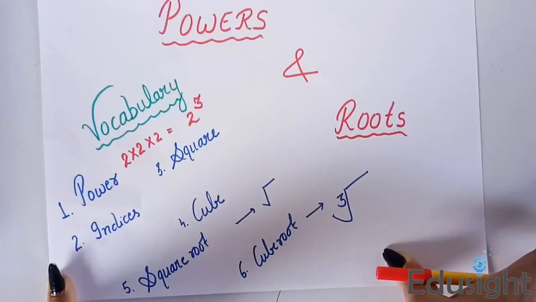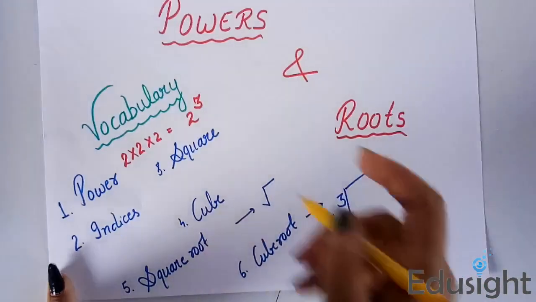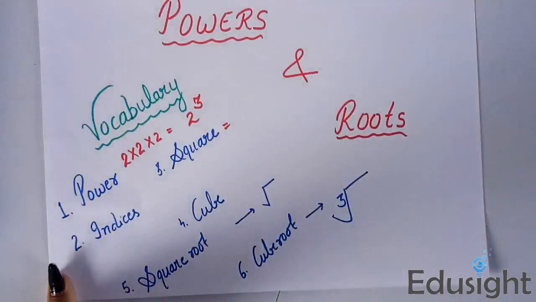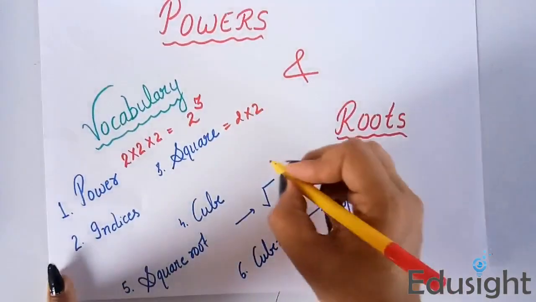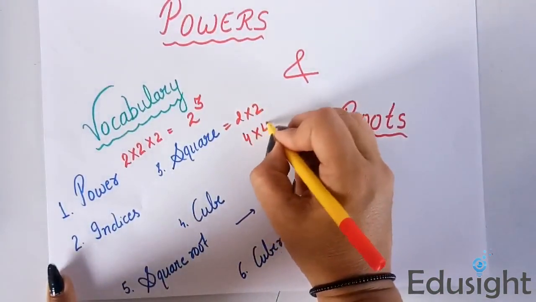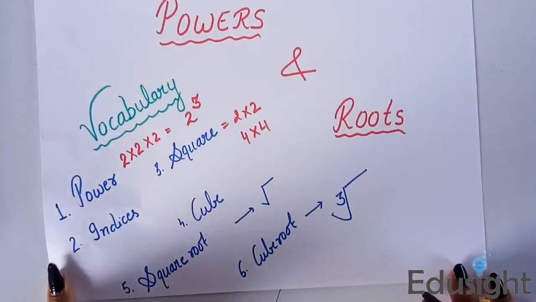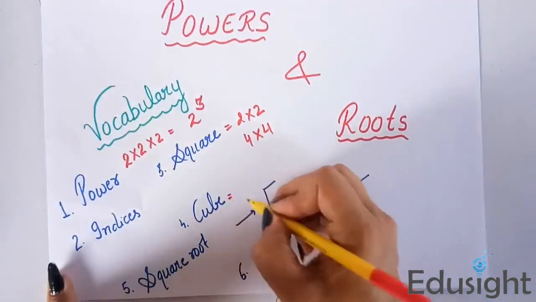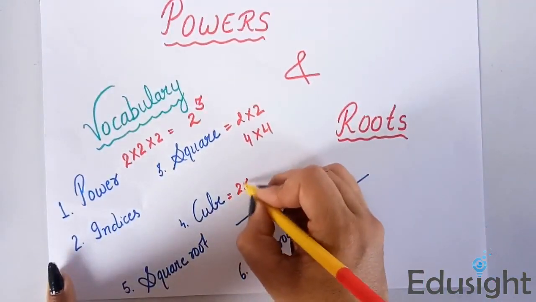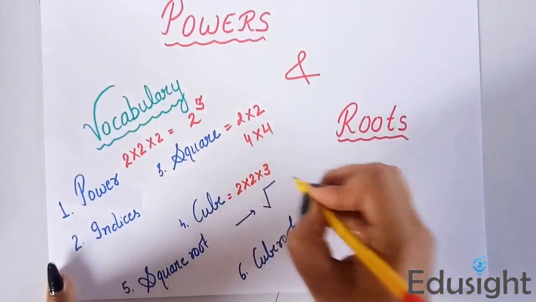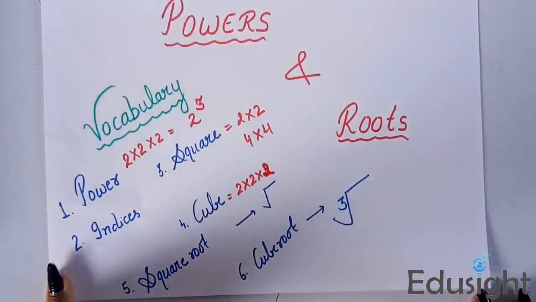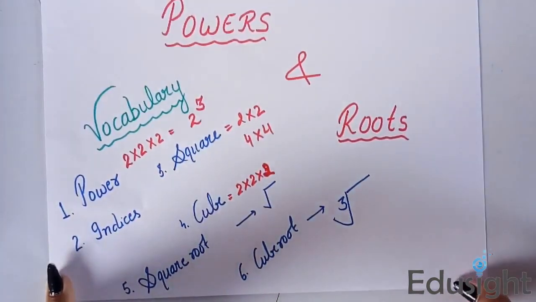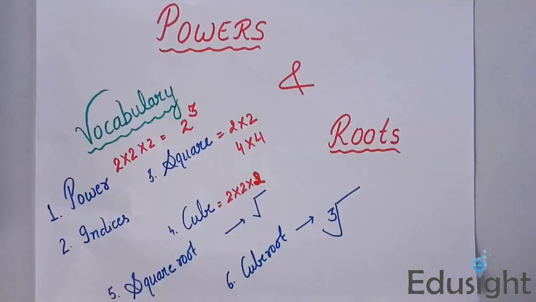So next we are having square. What's square? Square of 2 means 2 multiplied by 2. Square of 4 is 4 multiplied by 4. Next we are having cube. Cube means we multiply the same number 3 times. So cube of 2 means 2 into 2 into 2. In the same way, you can find out the cube of other numbers.